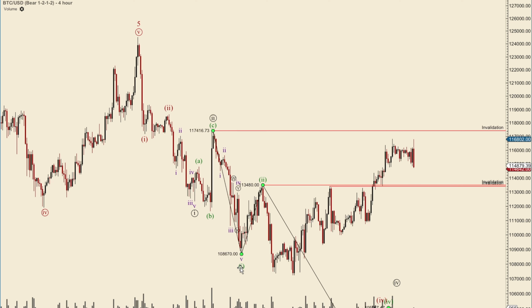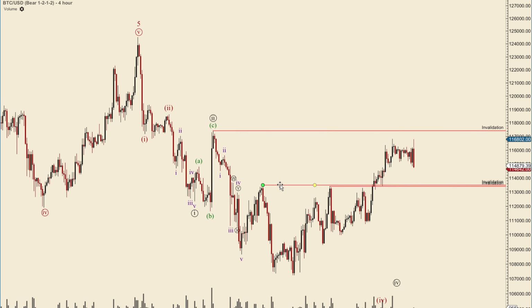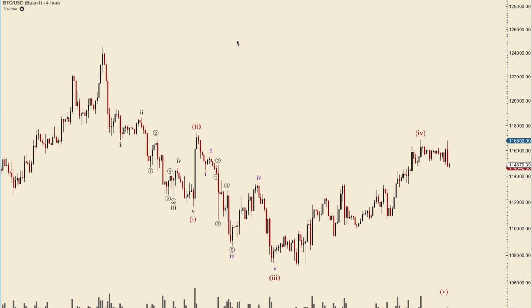So we can't count this as a 1-2 if we are taking out this high. So this needs to go. And now that that is invalidated, we need to look at the possibilities of this being a 1-2. So if this is a 1-2, then we need to have a 1-2 here. And I have that in a bit more detail here.